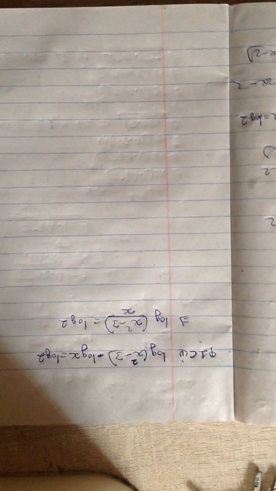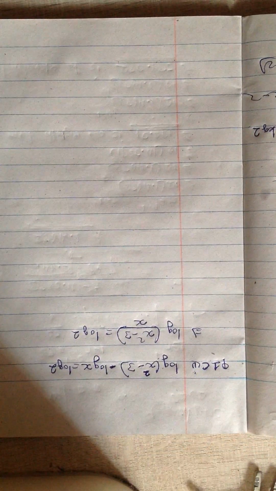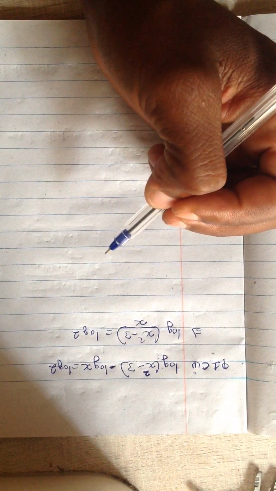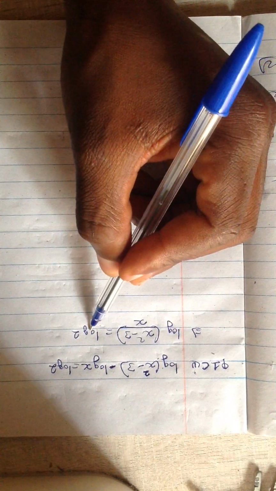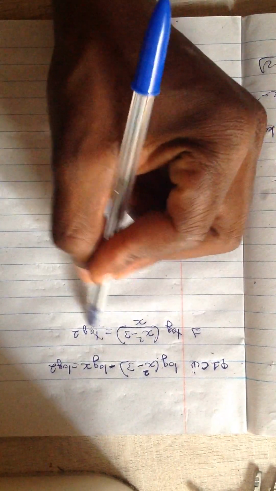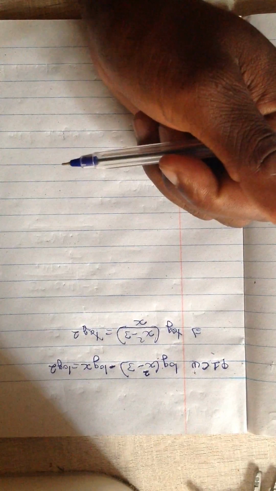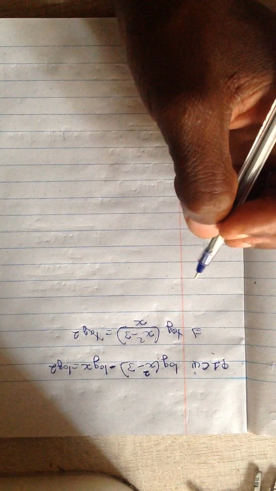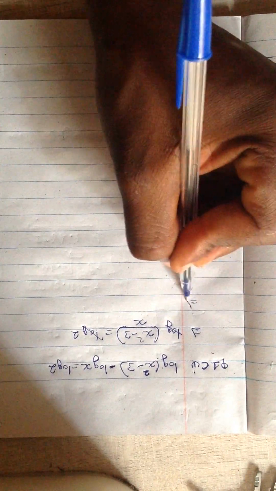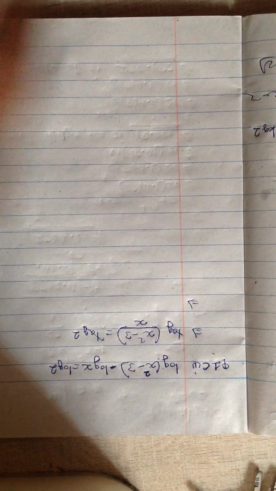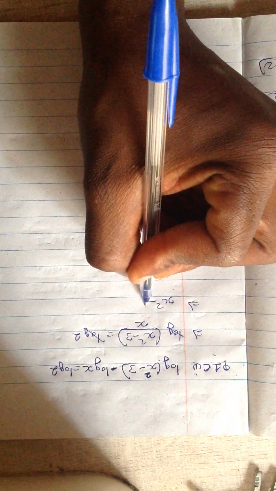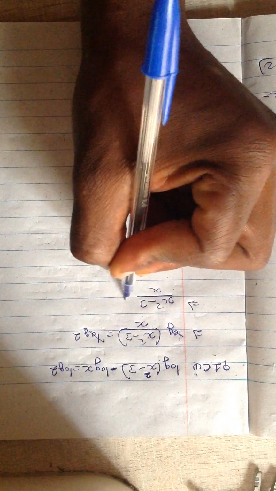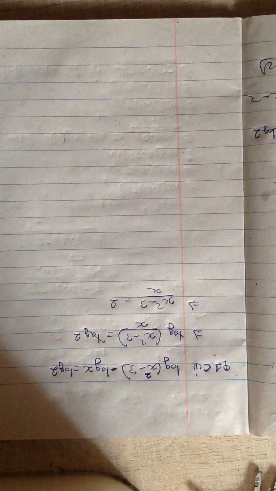So we continue now. We have this. What are we supposed to do next? We have the log and the log, they are the same, so let's just cancel them. That way we remain with these figures, and we start dealing with the figures left in our equation. The logs are out now, so you have x squared minus 3 over x equals 2. It becomes an equation.